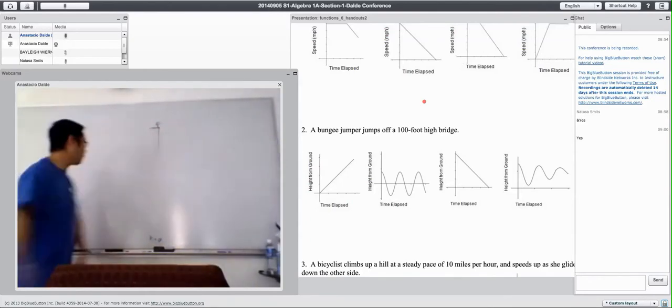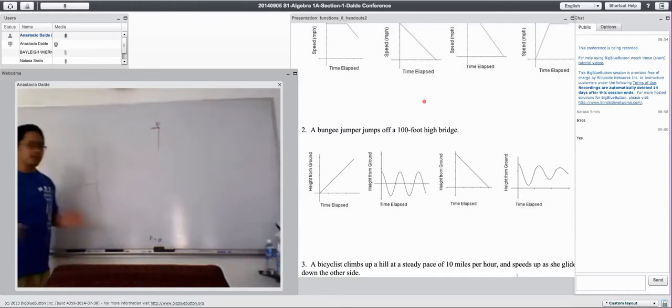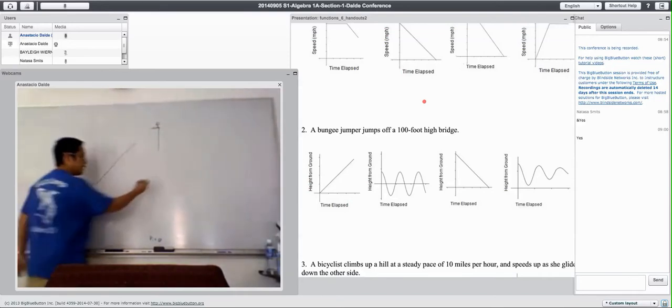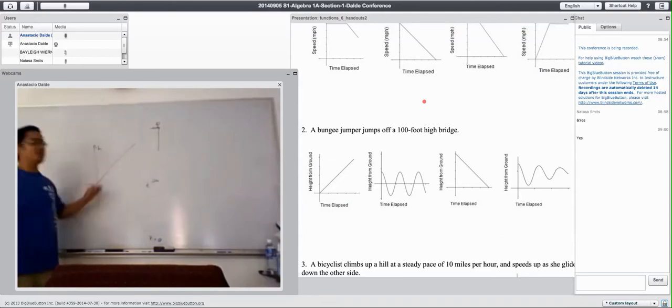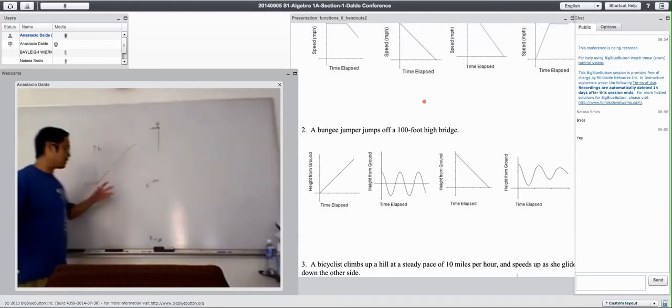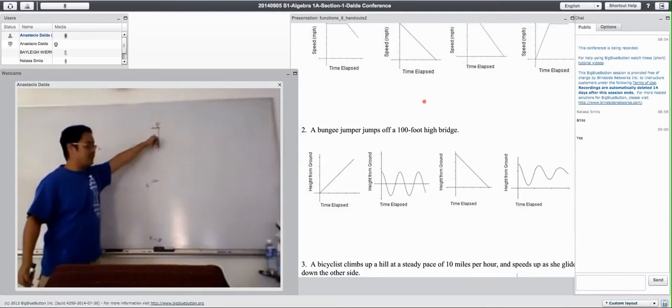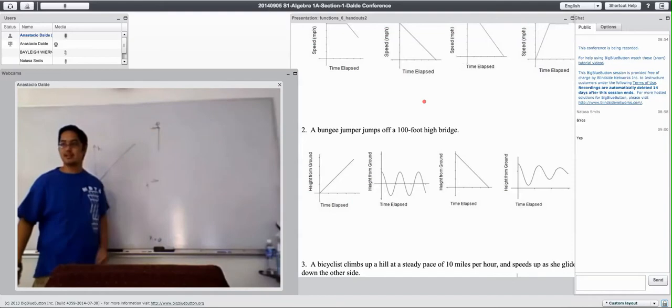Will it look like this? Will it look like this? Here's the time, and here's the height. Will the graph for that look like this? It's going to go, for the height, or the distance, is going to get further and further away as the time goes on.